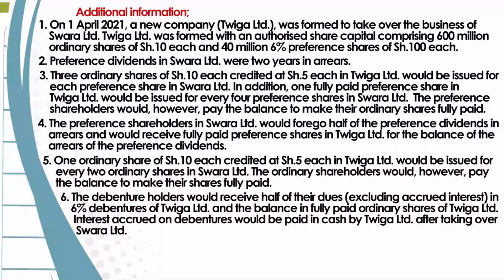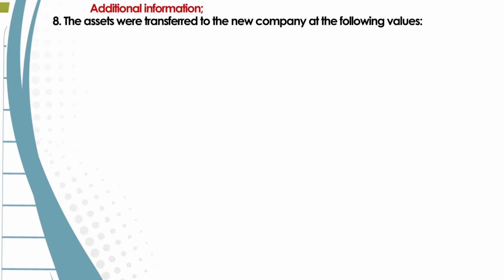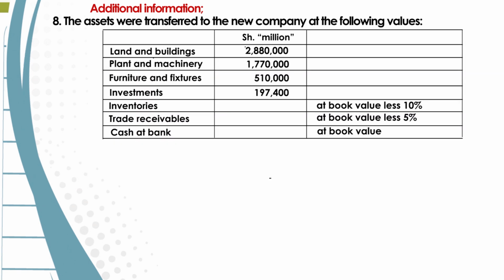Then note 6, the last sentence: we are told the interest accrued on debentures will be taken over by the new company, Twiga, and immediately settled in cash. That is one of the liabilities to be taken over by the new company. Then number 7, trade payables will be taken over by the new company and also settled by issuing ordinary shares. And number 8, we are given the assets which were taken over. That has nothing to do with the computation of purchase consideration.